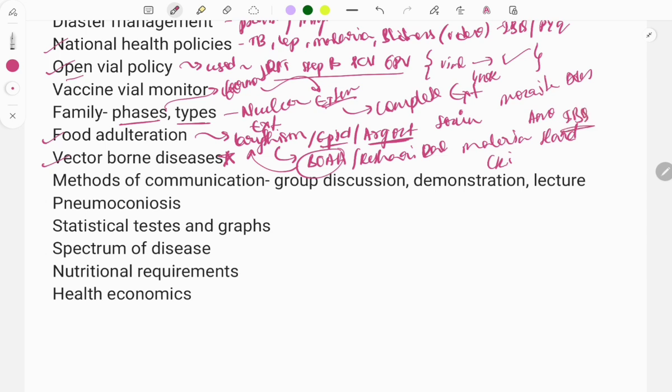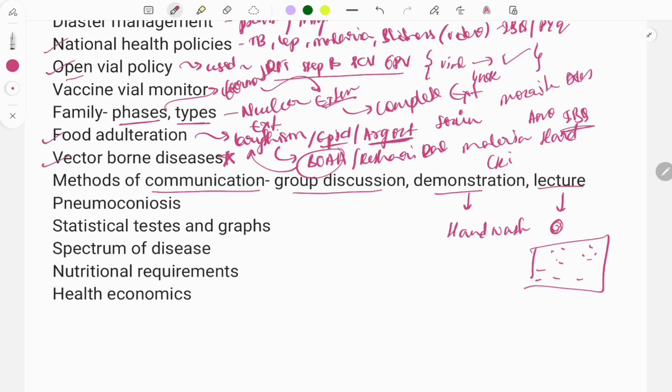Then moving on to the methods of communication. There are various communication methods like group discussion, demonstration, and lecture. There are various definitions describing these. Demonstration means we will be performing something live, like hand washing. Then lecture means one person in front will be addressing a large number of people, with a certain series of events. Okay, that one is called the lecture. Then the group discussion, they will be sitting around a table, 6 to 12 members, and they will be discussing a topic.